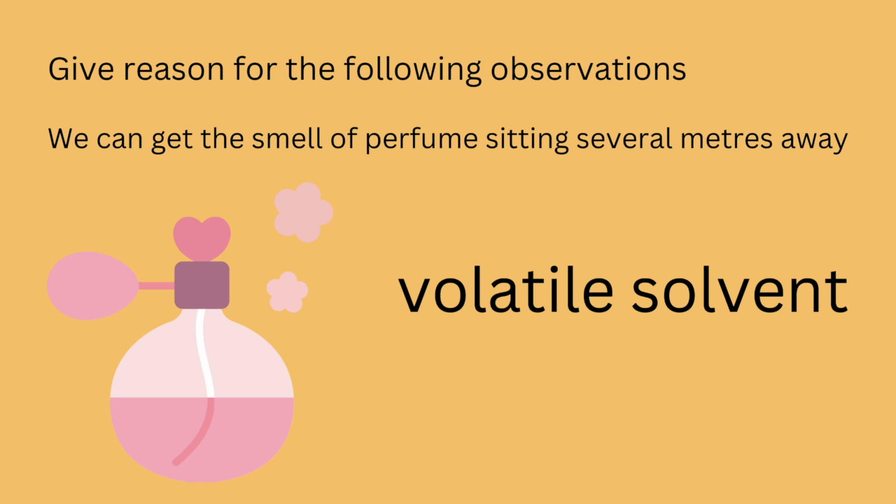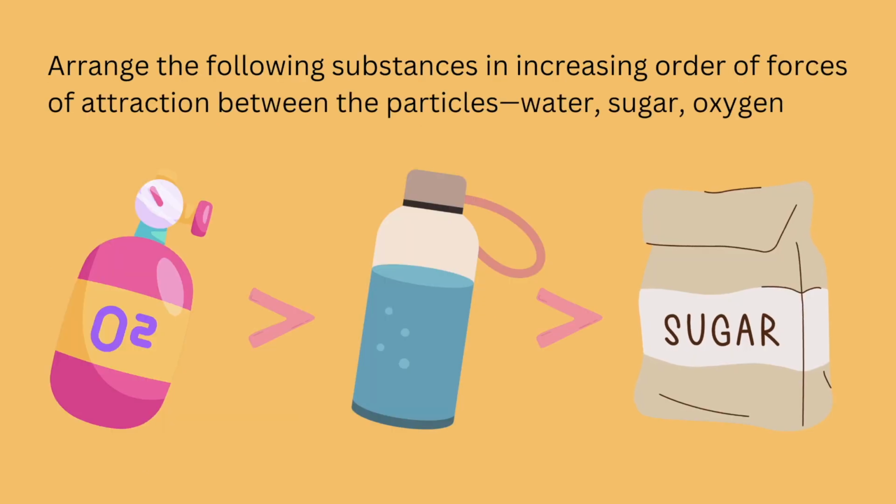So what they are saying here is that perfume has a volatile solvent. The solvent that they are using in perfume is highly volatile, meaning it gets converted into gas very easily. And obviously gas molecules have very high kinetic energy and they move very fast. That is why perfume can reach several meters away. When someone puts on perfume and comes before you, you will be able to smell them even before they are close to you. So this is the reason for that. Now moving on to the next question.